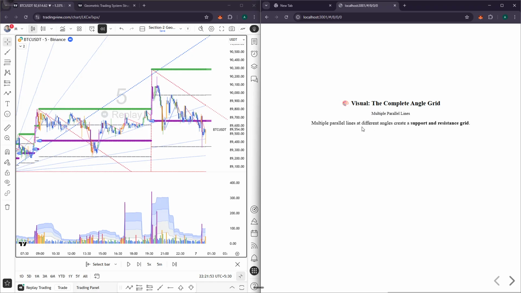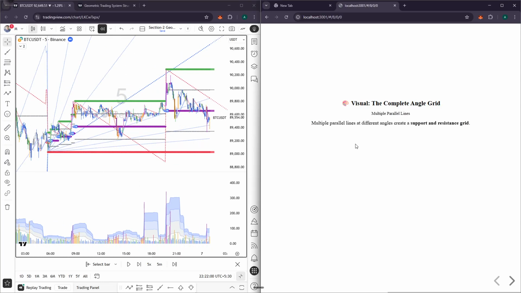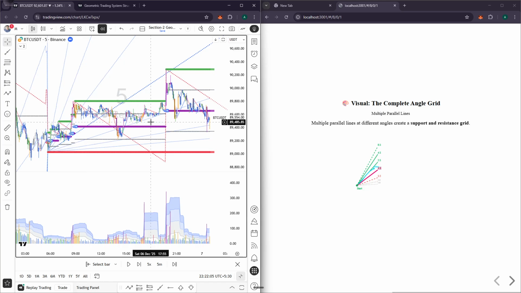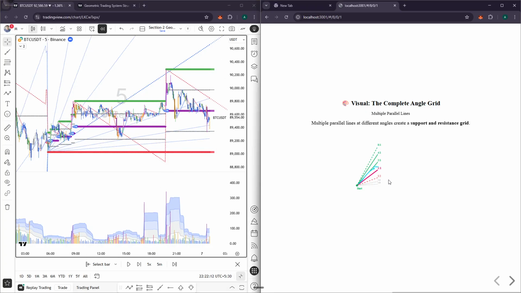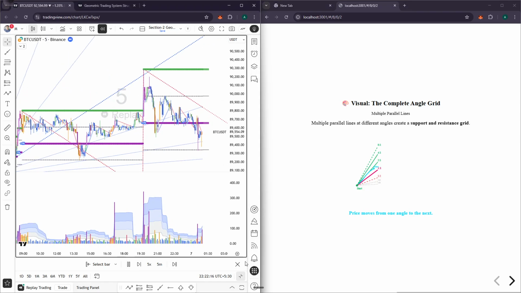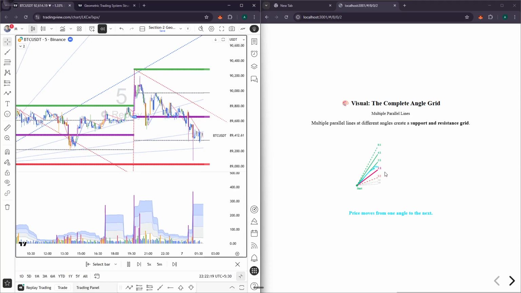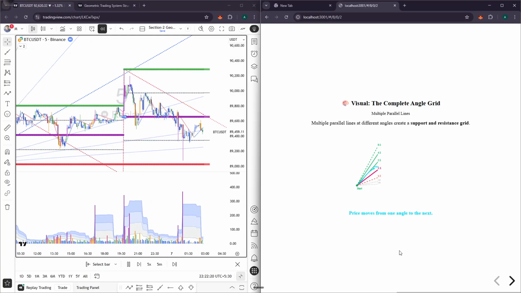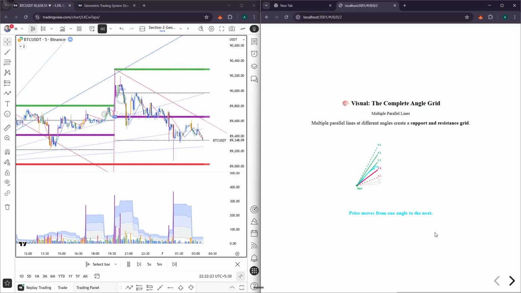So see, we can draw multiple lines at different angles, creating a support and resistance grid. You see this one, and you see 1 by 1. This is 2 by 1, 4 by 1, 8 by 1. This is 1 by 2, this is 1 by 4, this is 1 by 8, right? And you can see that visually here, right? And what I'll do, I'll just let it run so that you can observe while I explain it to you. So price moves from one angle to the next angle.